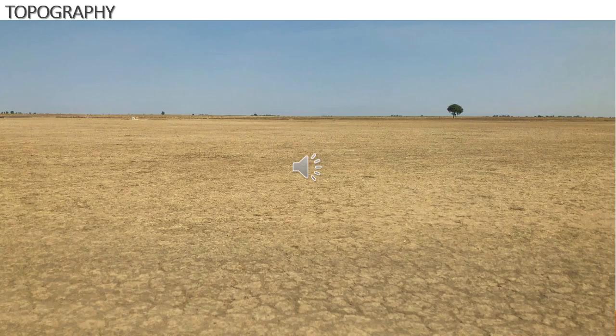Then topography, that is the land feature. So the availability of land. The site that is selected for the establishment of an industry must be flat, so it can be well served by different modes of transport. If the land is flat, then it is suitable for constructing an industry, and also suitable for different modes of transport.